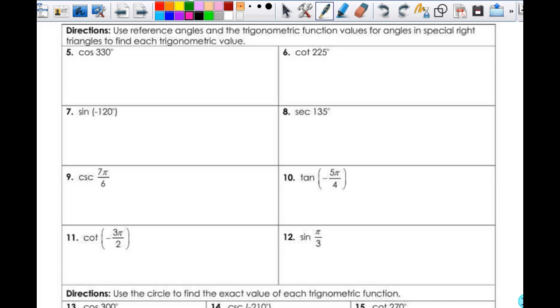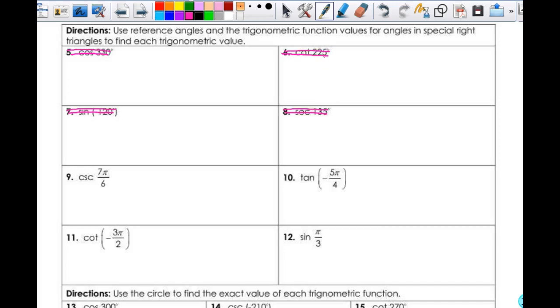So on the back, it says, use reference angles and trigonometric function values for angles in special right triangles to find each trigonometric value. So basically, you're using your unit circle here in that thought, but I want you thinking in radians. Like, I want your brain to start just thinking 100% in radians. So we're going to eliminate the degree questions, but we're just going to mark through them. That way you still have this space here in case you need to work through it, plus I'm going to have you draw some things in there. So we're just going to eliminate these questions here.